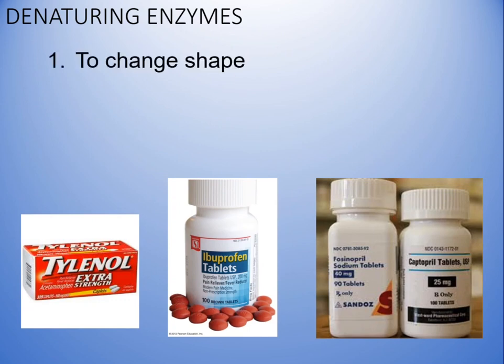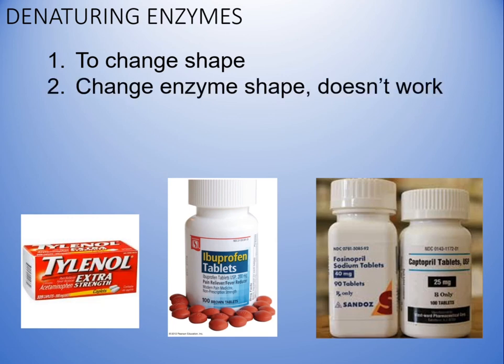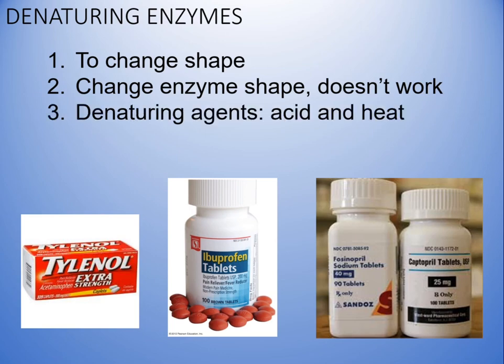The term denature means to change shape. Enzymes have a very specific shape, yielding a very specific task that they do, and if you change that shape, they can't do their job, right? So enzymes rely on their specific shape to do their specific task. And if they don't have that shape, the active site changes and the substrate can't fit.